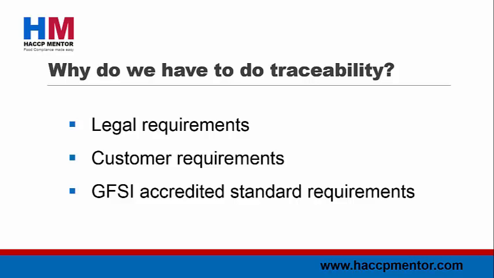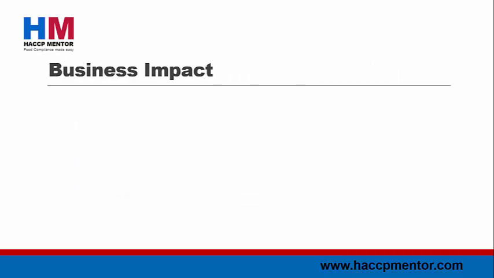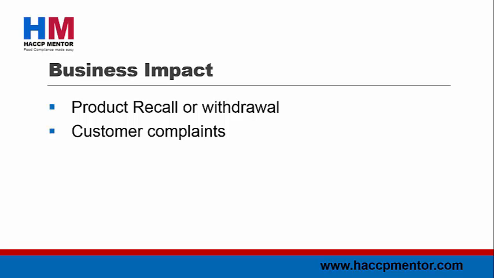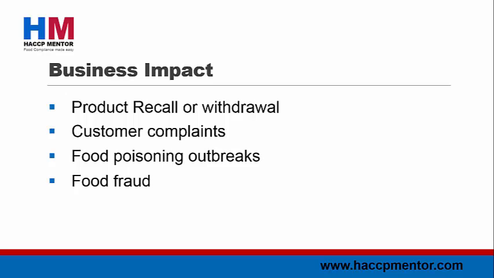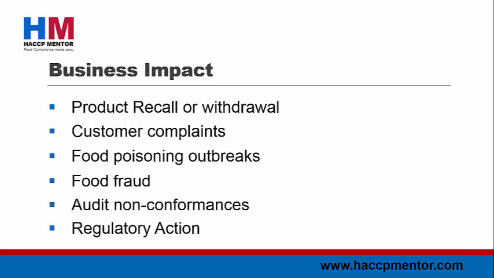Now, when looking at the impact of traceability on your business, if you're not able to adequately or correctly trace your materials, there could be a number of consequences on your food business. These can include things like product recall or withdrawal, customer complaints, food poisoning outbreaks, food fraud, audit non-conformances, and finally regulatory action.